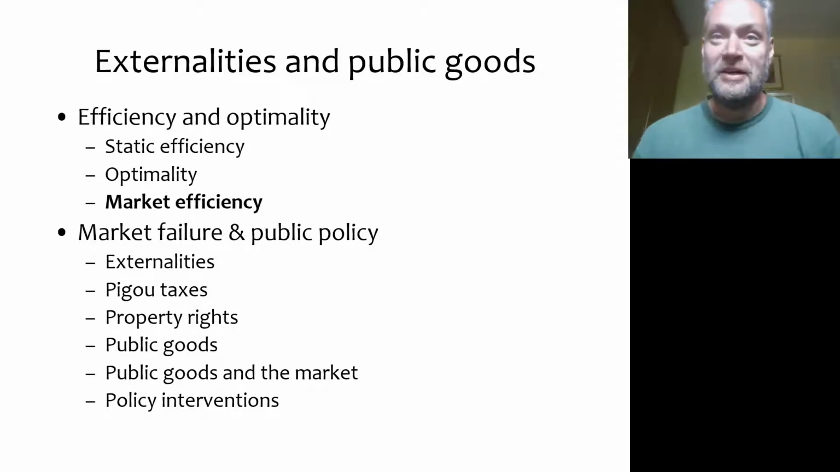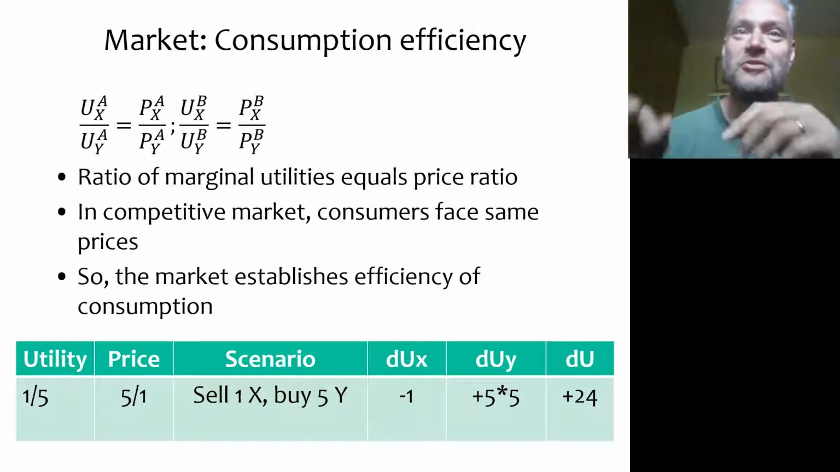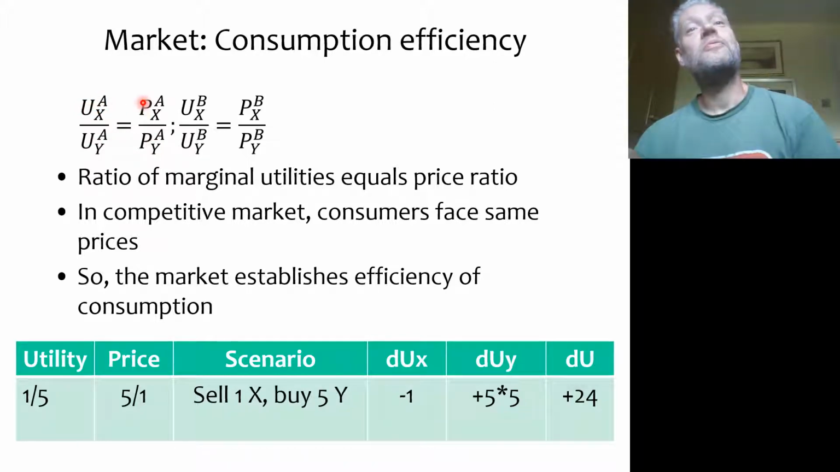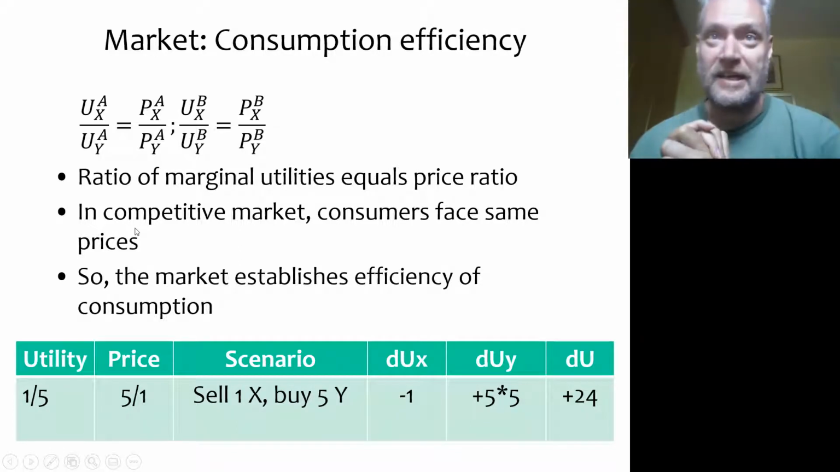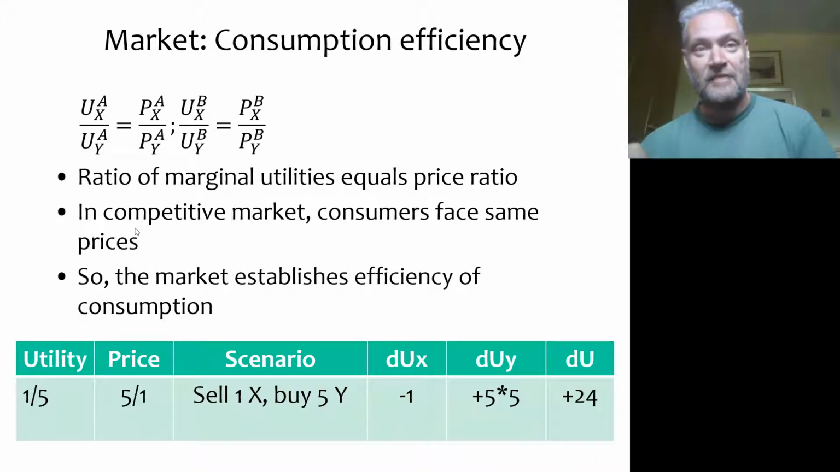We've established that a barter economy with production is efficient. Now let's look at a market economy, one with prices in. The condition for consumption efficiency is that the ratio of marginal utilities, X to Y, for consumer A equals the price ratio for good X to good Y for consumer A. If this condition were not met, then consumer A can rearrange what she's consuming and have a net gain.